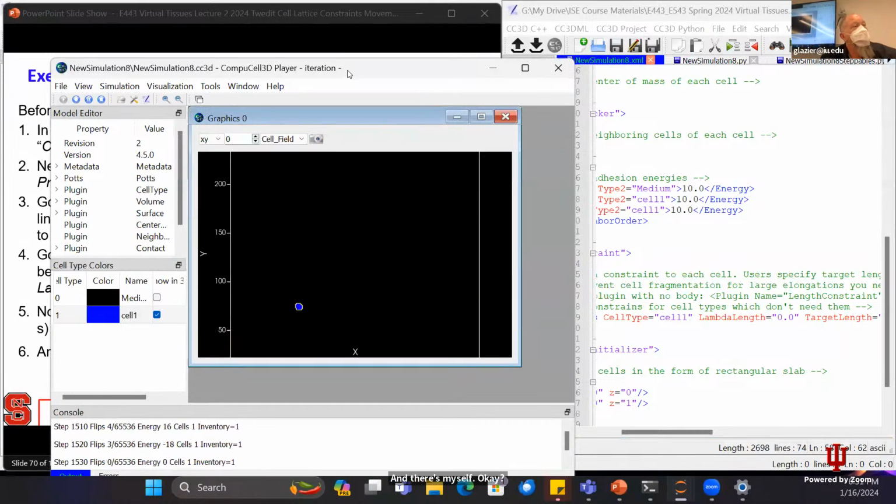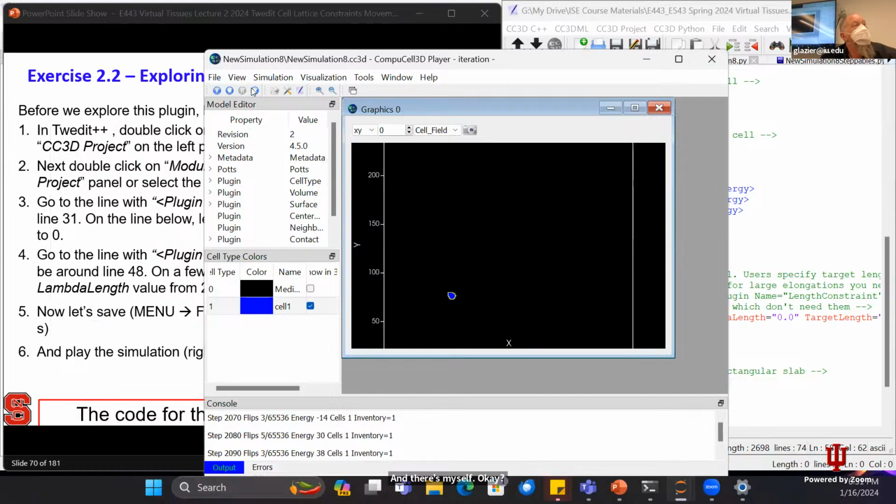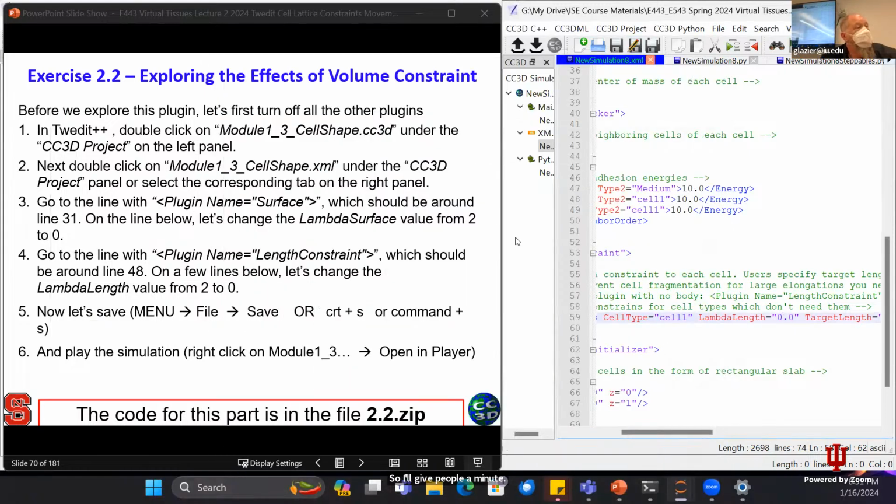So I'll give people a minute to get that working. And if you get stuck, there's an online version of it, but I hope people don't get stuck for this. Did that work for people? So now we're basically back to the simulation we wrote before the break, which is just the volume constraint by itself. Did that work for you? Okay, great. Anybody need more time?